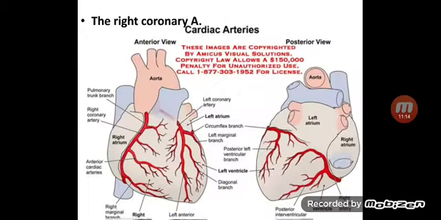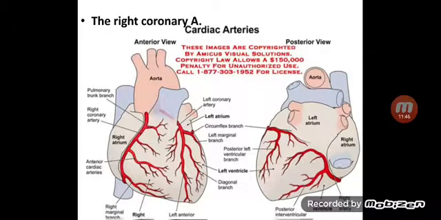The right coronary artery arises from the anterior aortic sinus. It runs forward between the pulmonary trunk and right auricle. As you see in this slide, it descends vertically in the right atrioventricular groove downward to the inferior border of the heart.